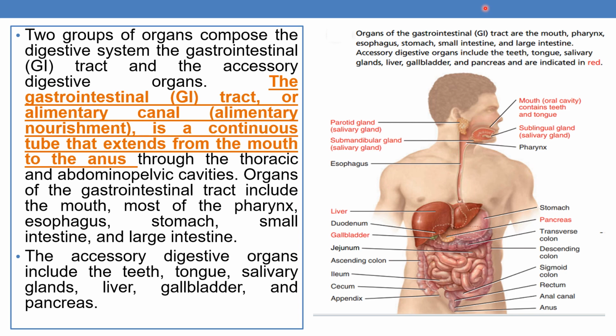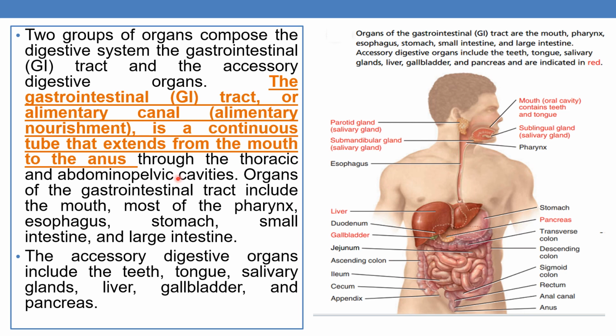Some authors include the mouth in the gastrointestinal tract organs and some authors don't. As of now, GI tract is also called as alimentary canal. Alimentary means nothing but nourishment. The GI tract is called as alimentary canal because it provides the nourishment to the body cells. And it is a continuous tube that extends from mouth to anus. This entire area is called as GI tract.